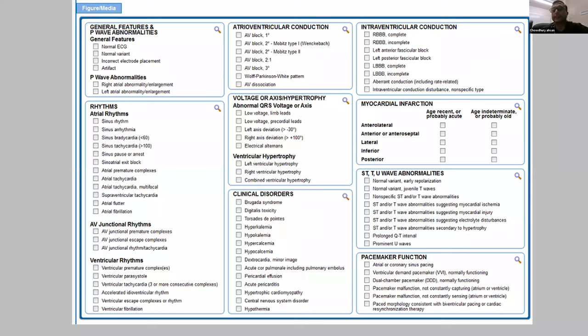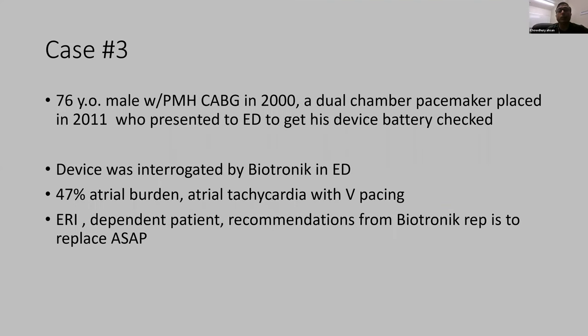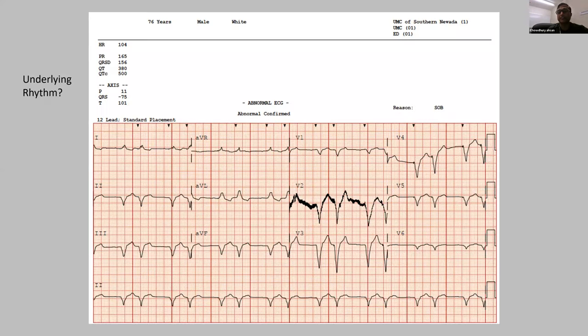One of the things that in the board exam they really ask you heavily is whether there is any specific diagnosis you can come up with, like hyperkalemia, hypercalcemia, Brugada, and the point distribution is more for the clinical disorder. Because you can get the EKG right, but if you fail to diagnose the clinical disorder, you may not get enough score. 76-year-old, CABG, and then this EKG, and this is a ventricular pace.